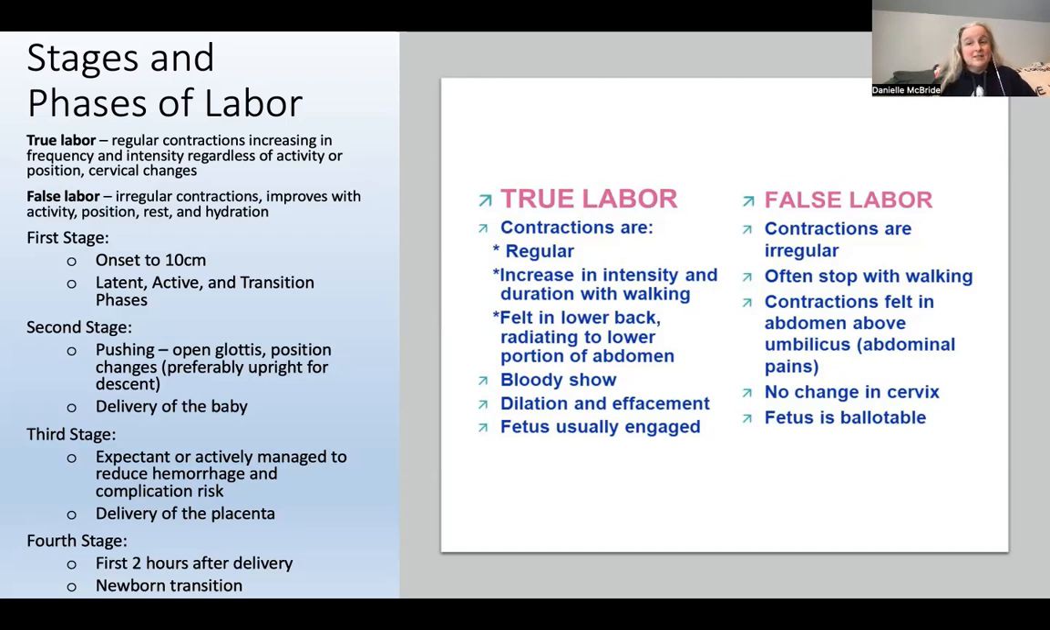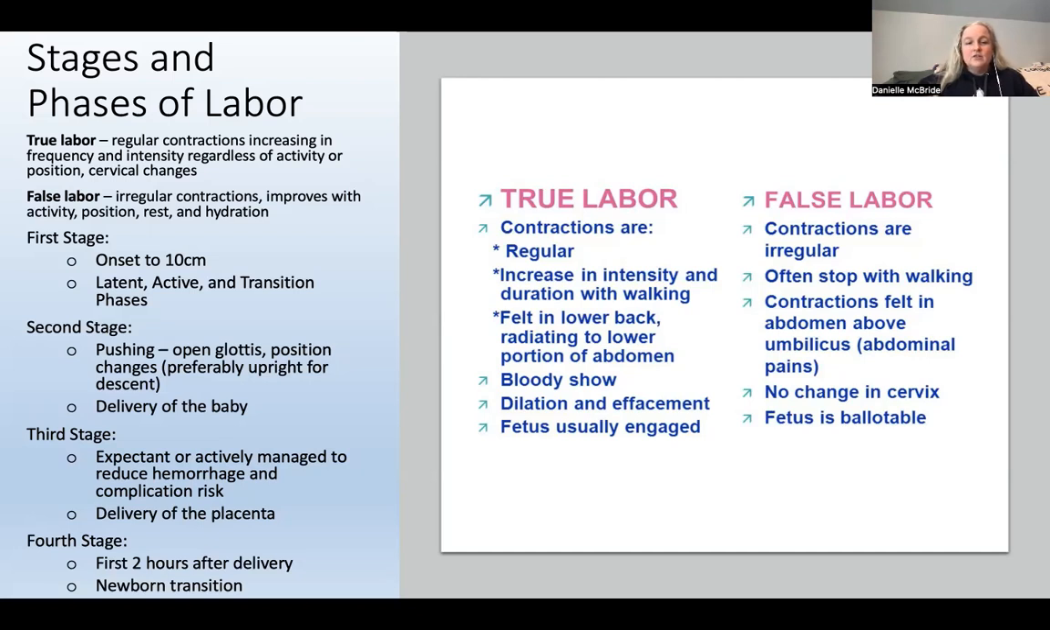And if her cervix is the same and her contractions are irregular, she's going to probably go home. If her contractions are consistent and her cervix is making change, she's probably going to stay. Okay, so that's kind of how we can determine true versus false labor. Next, we have our stages and phases of labor.